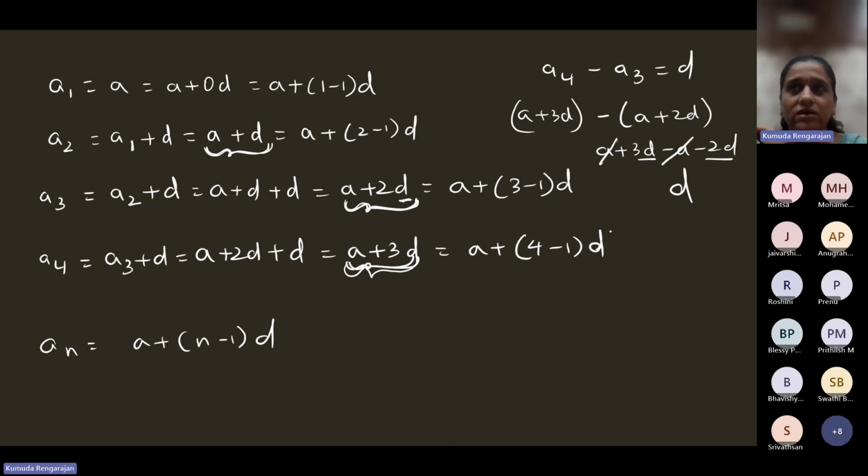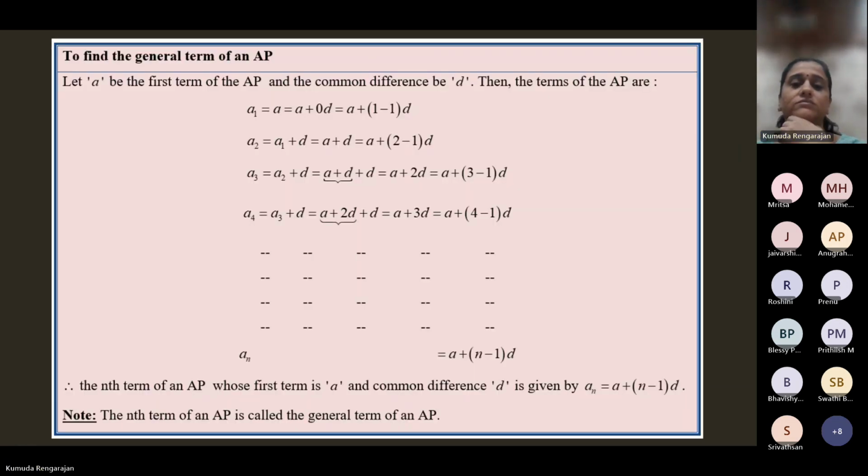So the first term is A. How do you get the second term? To the first term, add the common difference. Whatever is the common difference, add it. How do you get the third term? To the second term, add the common difference. How do you get the fourth term? To the third term, the preceding term, add the common difference. Is that fine, children? The derivation? Yes, ma'am. Very good. So you should just write everything in this form.